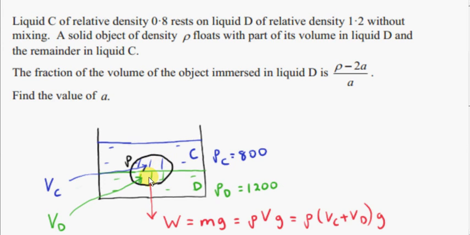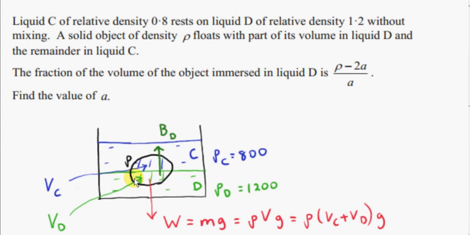Now the object is in equilibrium, its acceleration is 0, so by Newton's second law the resultant force on it is 0. So there are obviously other forces acting on it, of course. We have forces on this object due to the liquids. We have a force on the lower part of the object due to liquid D. So we have to have forces acting upwards to counteract the weight. This force is called the buoyancy force BD.